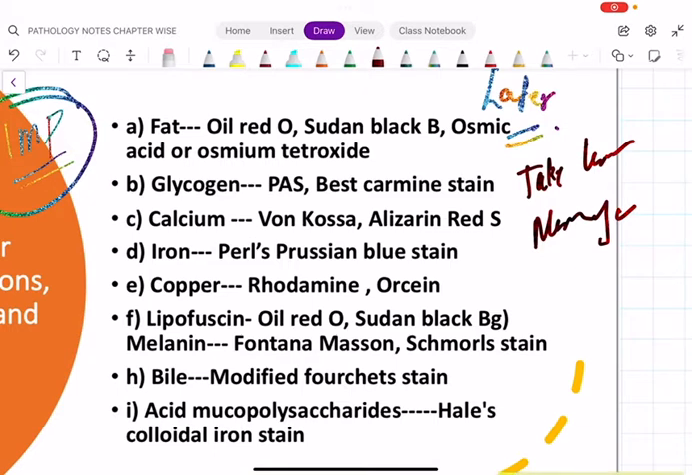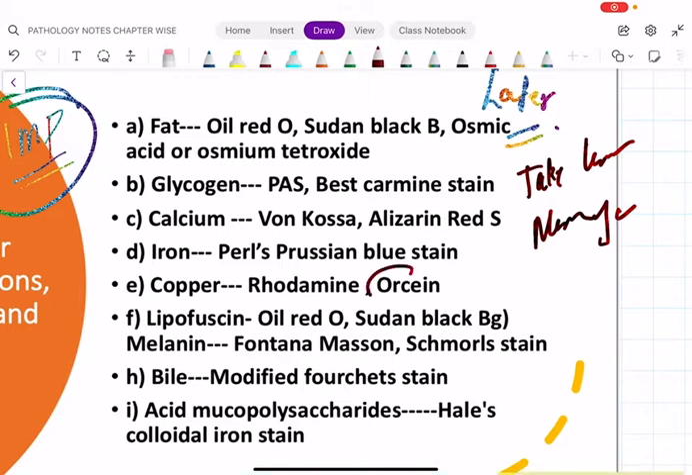Glycogen: we have PAS staining, but what is the most specific staining? Best carmine staining. Calcium: we have two stains, von Kossa and alizarin red, of which the most specific is alizarin red. Here calcium will stain black in von Kossa. In alizarin red, calcium will be red in color. Good. Iron, what is it? Perls' Prussian blue. What is that compound? Ferric ferrocyanide.